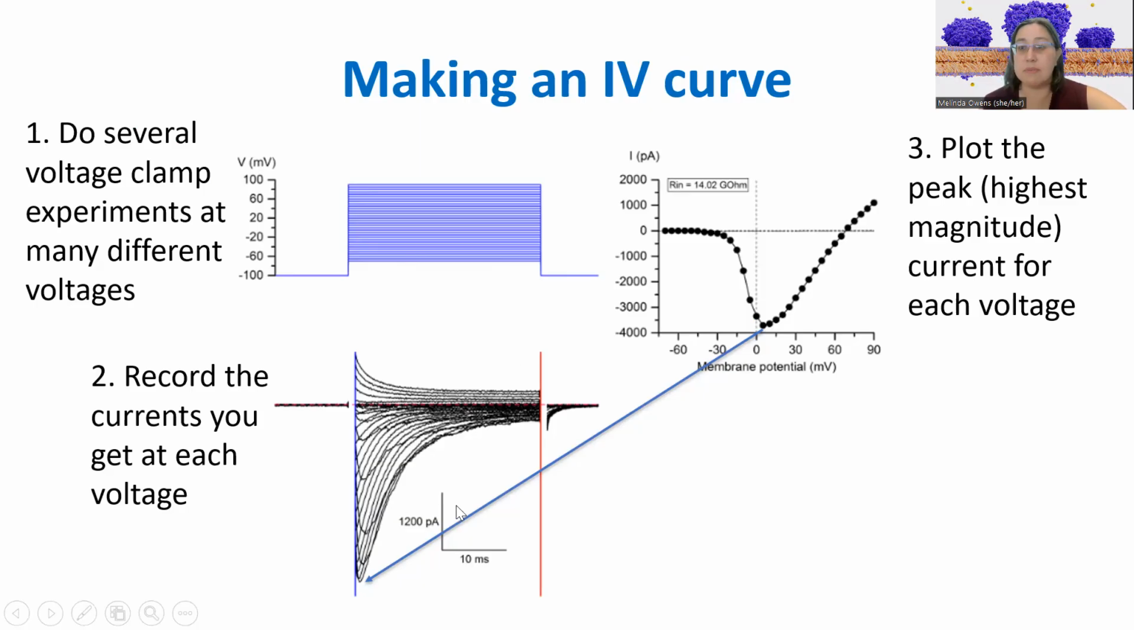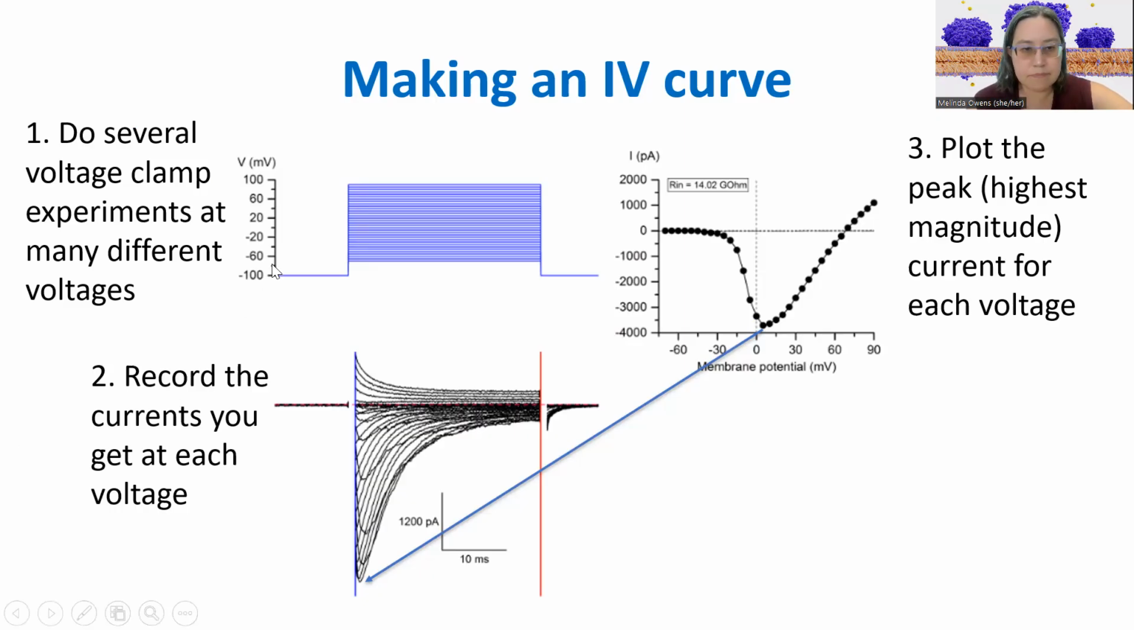This happens to be a voltage gated sodium channel. One way you know that is because when you open the channel, the currents you get are negative. Remember, this is voltage clamp, so a negative current represents an ion entering the cell, and sodium enters the cell most of the time when you open the channel. So that's what's going on here.